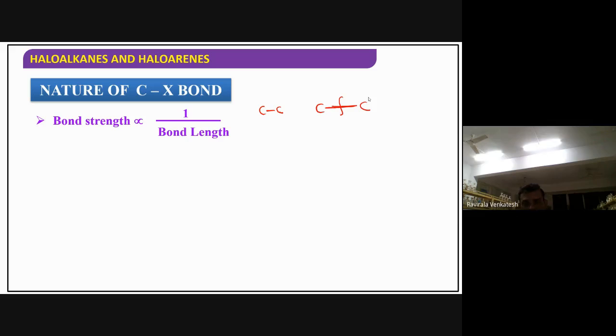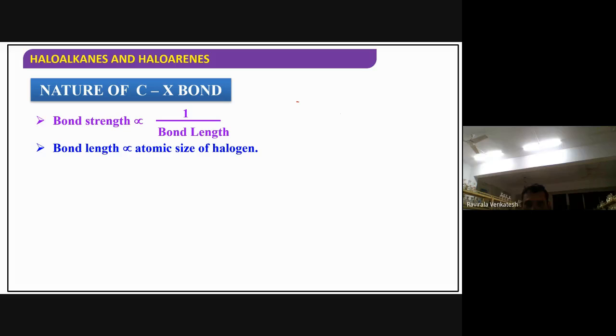So what I mean to say is very simple: when you have more bond length, bond strength will be very less. This is not correct, C-C you can't take like that, but anyhow, to understand it I have taken C-C. Next thing, bond length is directly proportional to the atomic size of the halogen.